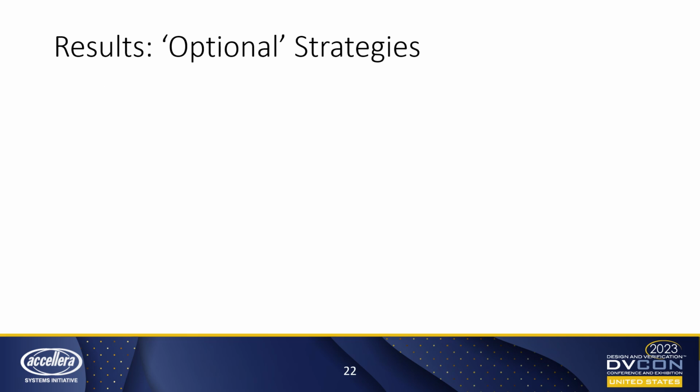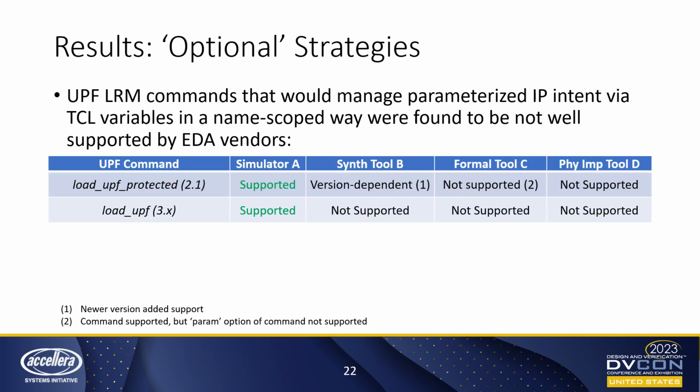Another option for handling optional strategies would be to include some Tcl variable if-else clause that would enable the strategy when appropriate. And recall we have some UPF commands like load_upf_protected in UPF2 or the enhanced load_upf command in UPF3 to handle this safely and automatically. Easy, right? How does the saying go? If a UPF command falls in the forest and no EDA vendor is there to implement it, does it still make a sound? As you can see, neither the deprecated UPF 2.1 command or the improved UPF 3 command were supported enough across the toolchain to make this a viable approach.